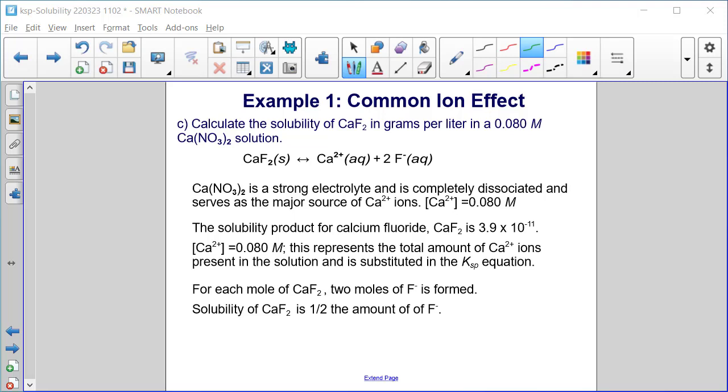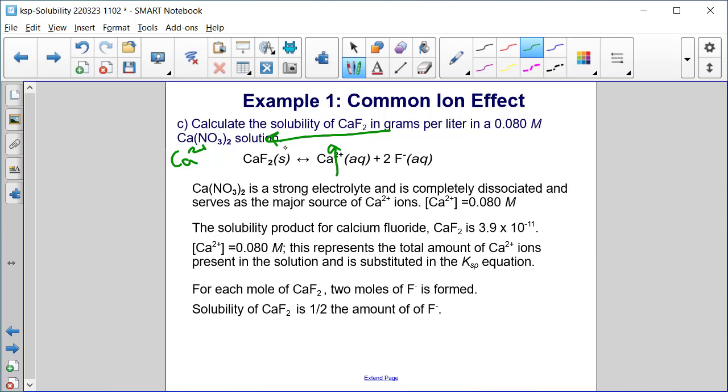Part C, now calculate the solubility of the calcium fluoride in grams per liter in a 0.080 molar calcium nitrate solution. So again, calcium nitrate is a strong electrolyte, completely dissociates into ions. So we have a very large source of calcium ions here. If we have a really high increase or large source of calcium ions, we would expect the equilibrium to shift to the left and decrease. We should have fewer grams dissolved.